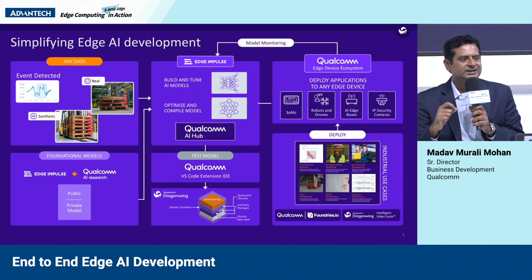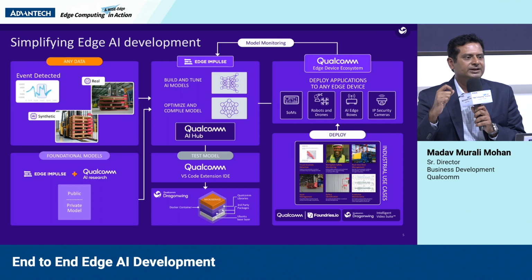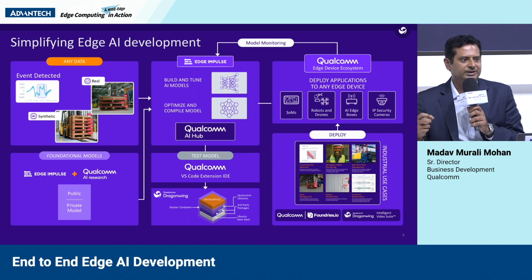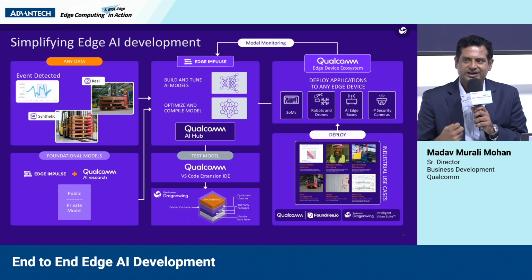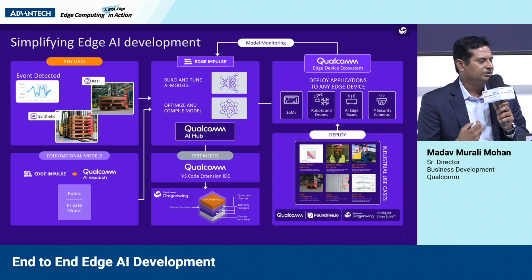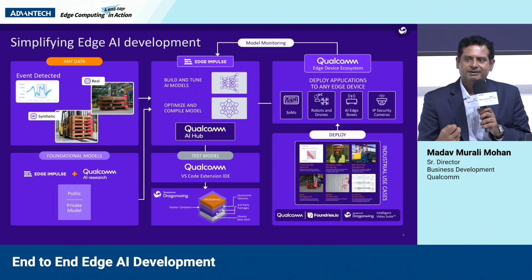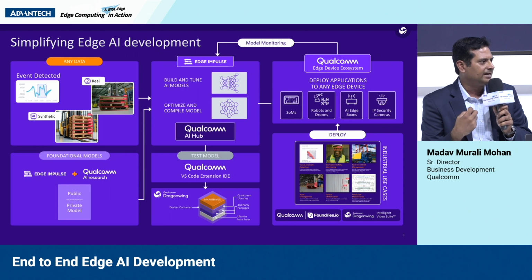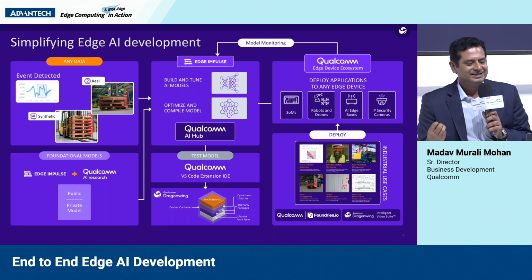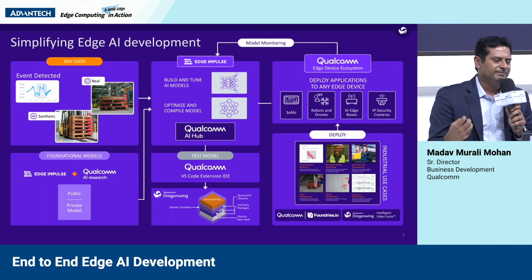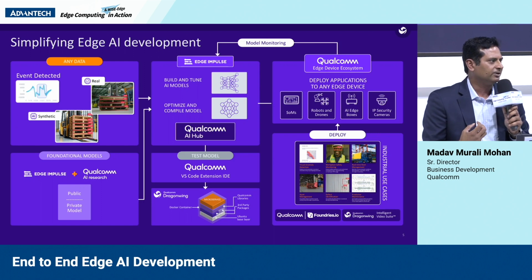The next seamless portion is how you deploy it into an application. For that, we even have Visual Studio extensions where you can take the models that you have developed and very easily embed them into an application. And then we have the third major tool, which is called Foundries.io.